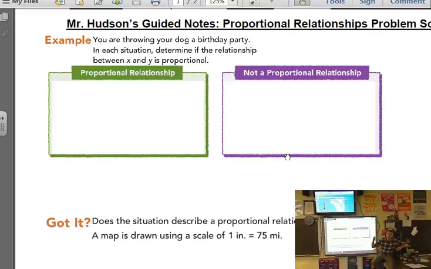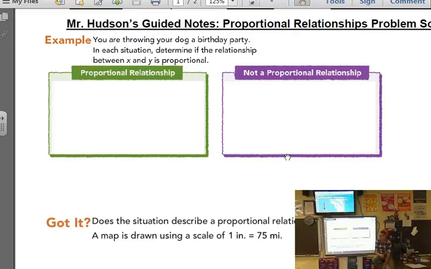So let's say we're going to throw a birthday party for Marley. No, I'm not that crazy, but let's say we're going to. And we're going to buy some treats. We know there's 2 different ways we could set this up. We could set this up proportionally, and we could set this up not proportionally. What's a way that I could make a proportional relationship with buying dog treats?